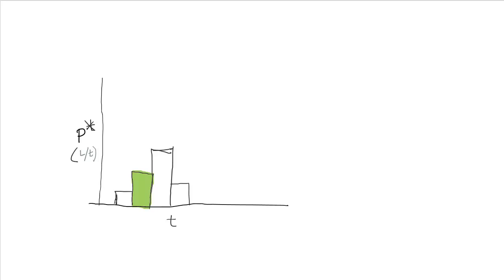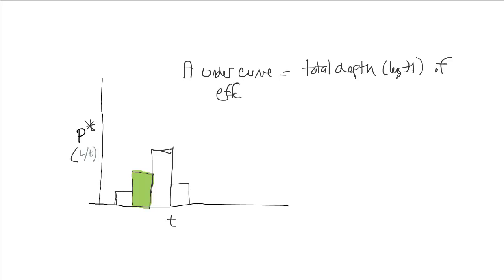And so in order to get the total area under that curve, the area under the curve is equal to the total depth or length of effective precipitation.